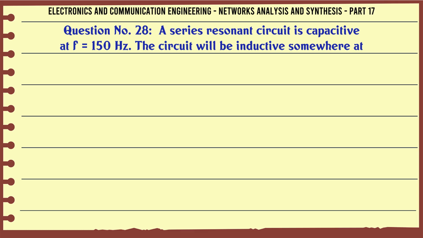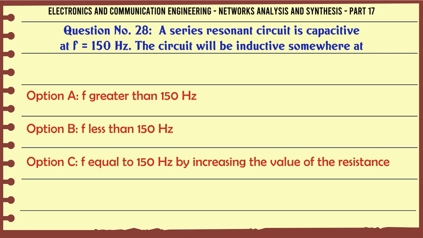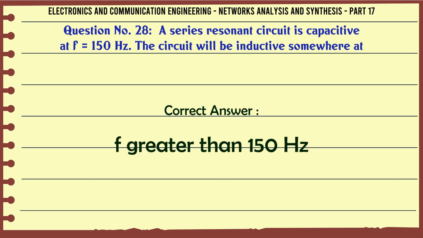A series resonant circuit is capacitive at F = 150 Hz. The circuit will be inductive somewhere at A. F greater than 150 Hz. B. F less than 150 Hz. C. F equal to 150 Hz by increasing the value of the resistance. D. None of the above. The correct answer is F greater than 150 Hz.